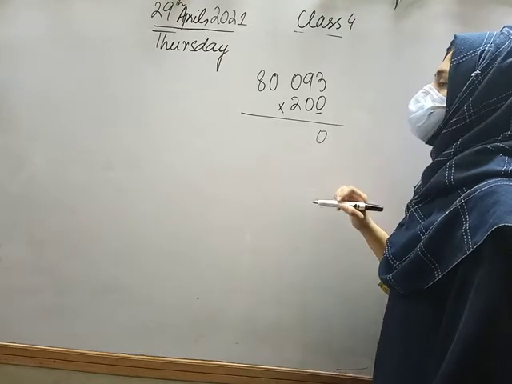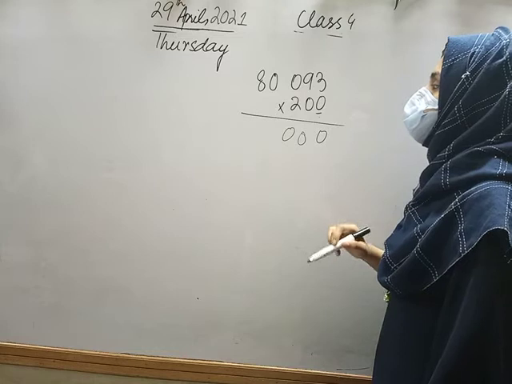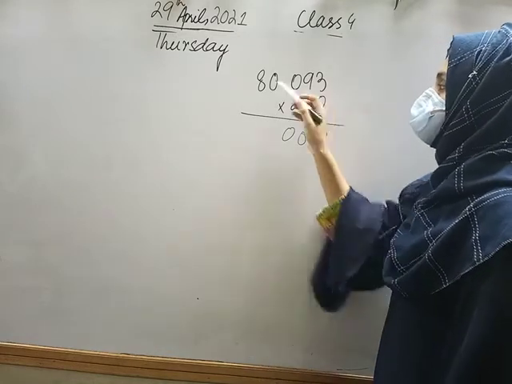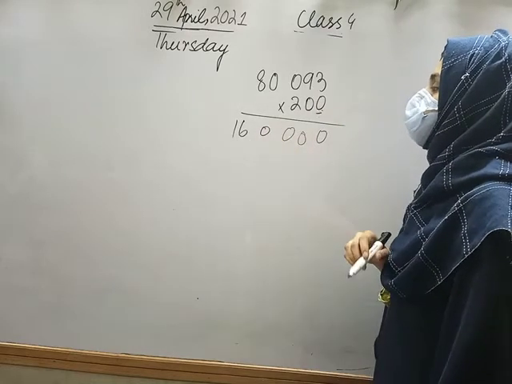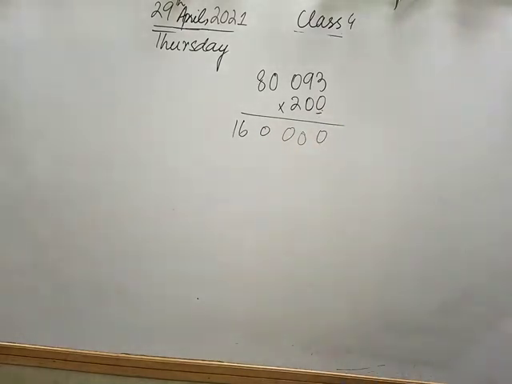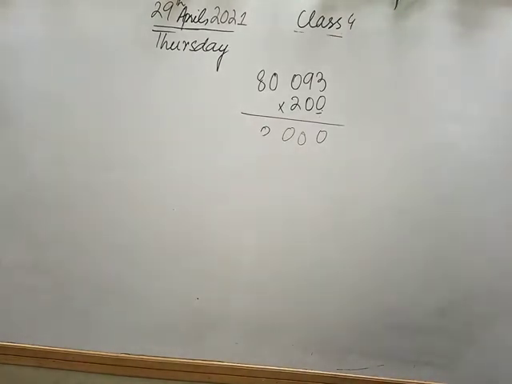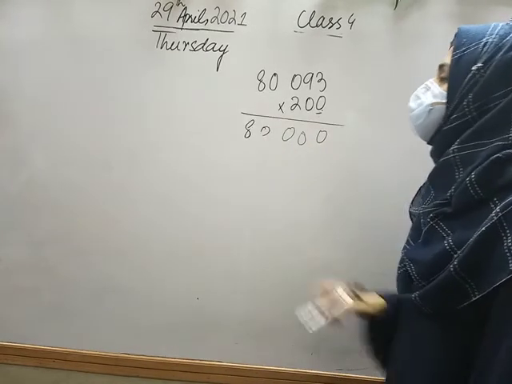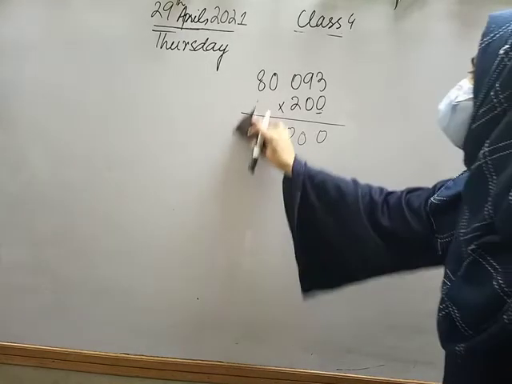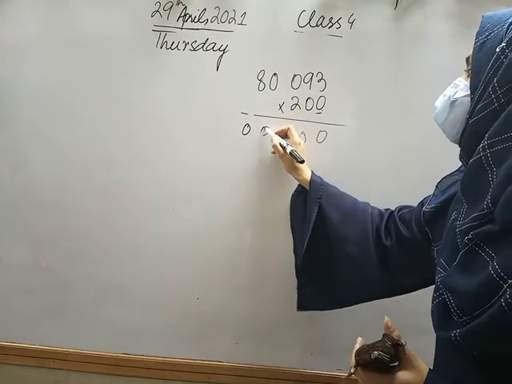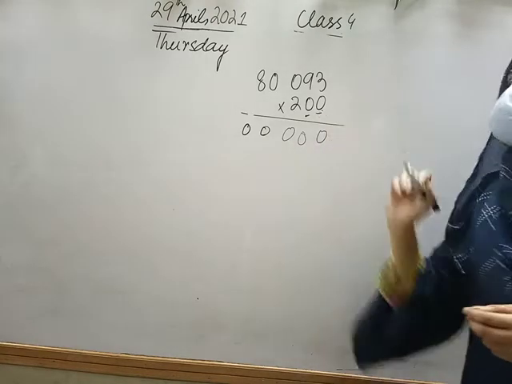3 times 0, 9 times 0, 0 times 0, 0 times 0, 8 times 0. Every number which is multiplied by 0, we get 0 in the end. So we have 0 in the end. Fine? Okay, the next number is 0 again.